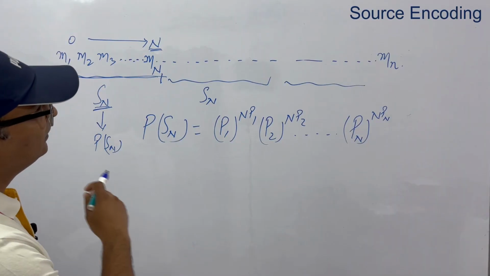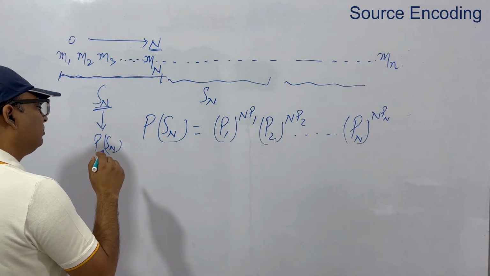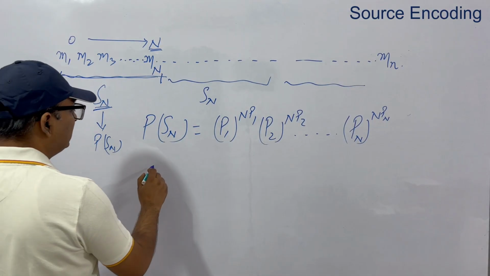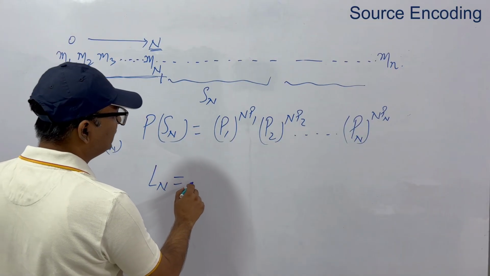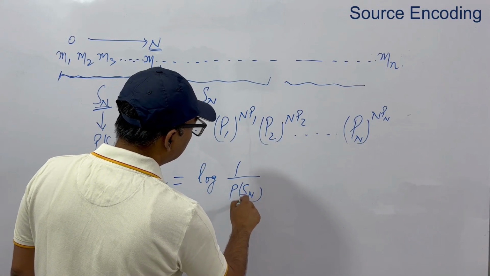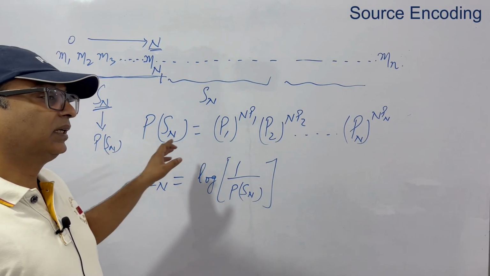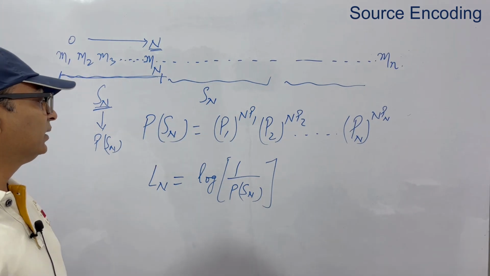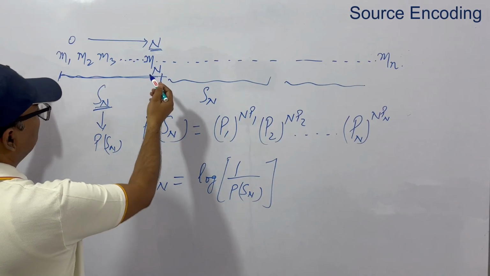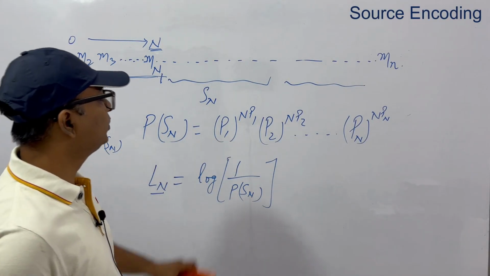so now when these messages are equiprobable, the minimum number of digits required to encode it, let's say, is Ln. This will be given as log 1 by P(Sn). By definition, in the start I told you, information content is equal to the minimum number of required digits for the message. So to encode this message, we need this thing. Now this is equal to this.